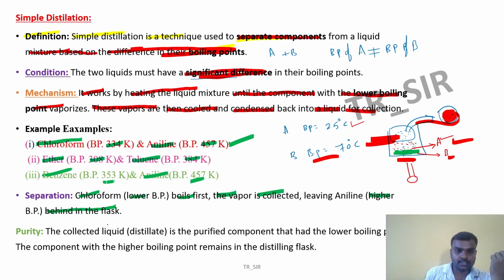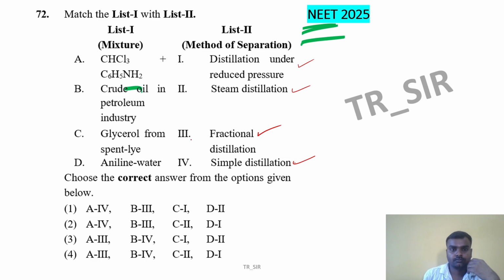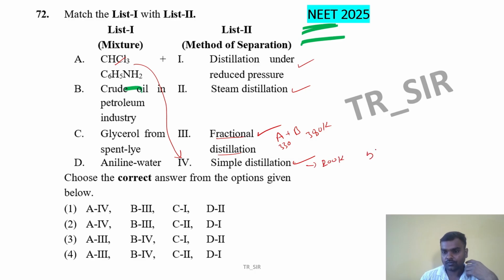Here you can see chloroform as well as aniline come under the simple distillation method. So A becomes the fourth one. Now next we discuss fractional distillation. In fractional distillation, the boiling points of A and B are nearly the same. Let us say this is 330 and this becomes 380 Kelvin boiling point. If it is 200 Kelvin and the other becomes 500 Kelvin, that is a larger difference in the boiling point.